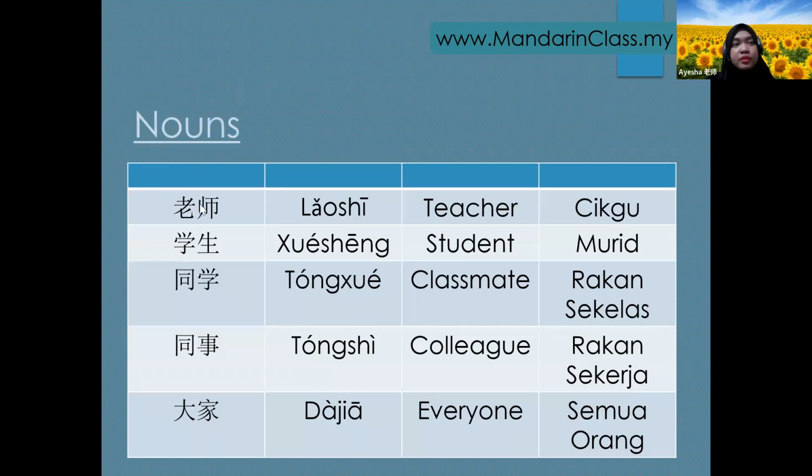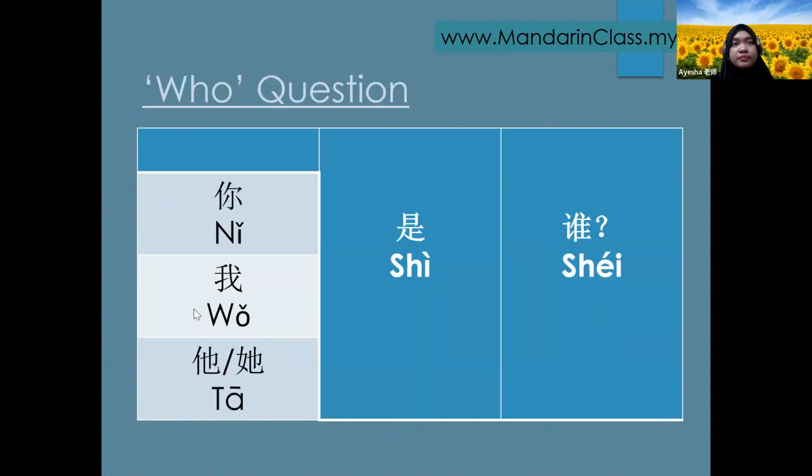Next one: 老师, 学生, 同学, 同事, 大家. Very good. Now the whole question again, we are repeating what we just said about the plural 你我他, but we are making it singular. 你是谁? Who are you? 我是谁? Now what is this question asking? Who am I? Very good. 他是谁? What is this asking? Who is he? Very good.